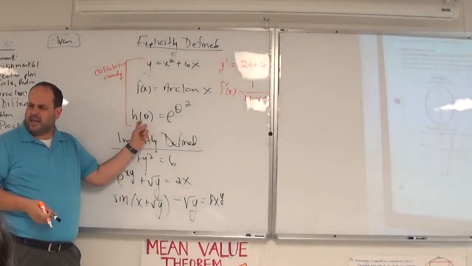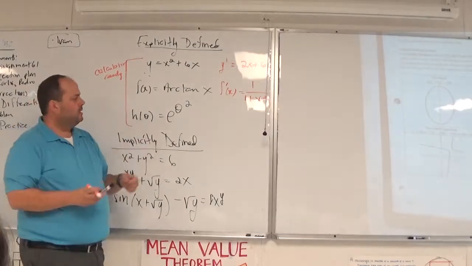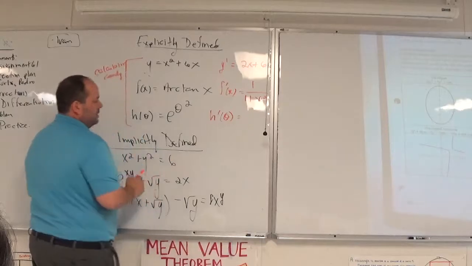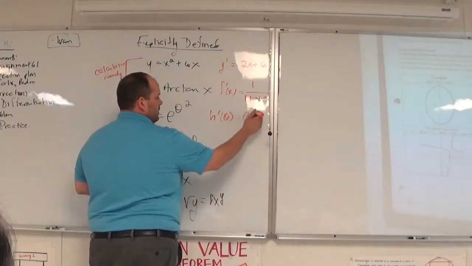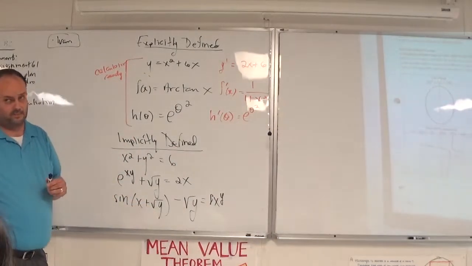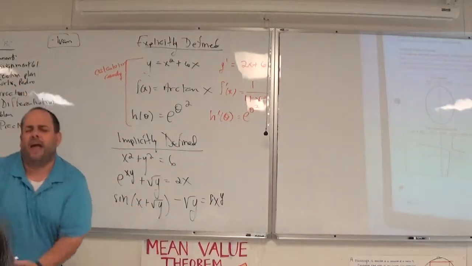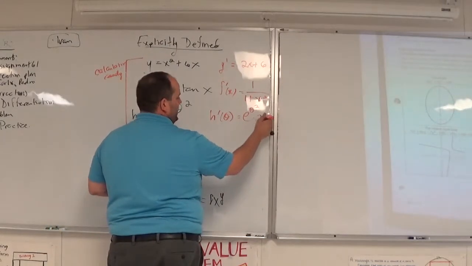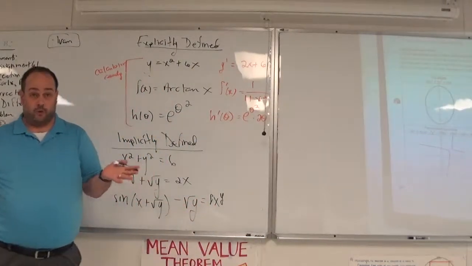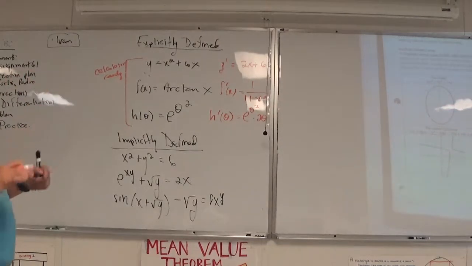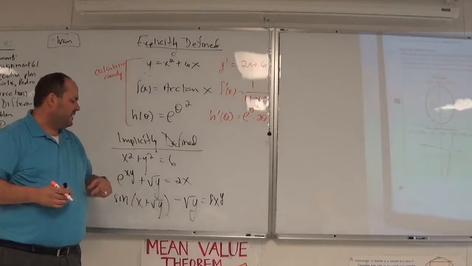And how about this last one? Kaylin, how are you feeling with this last one? H prime of theta equals e to the power of theta squared, times 2 theta because of the chain rule. Everybody good? That's how you find derivatives of explicitly defined curves.